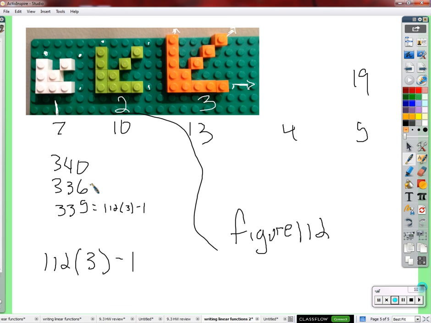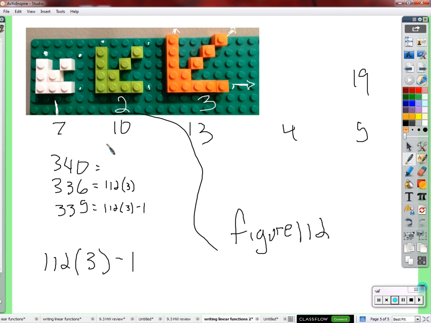Okay, somebody got 336. What did you do? Avery, you got 336? Well, you could just do 112 times 3. Or you could do like we did last time. That's 112 times 3. Is 112 times 3 336? Yes. Okay. 340, what did you do?